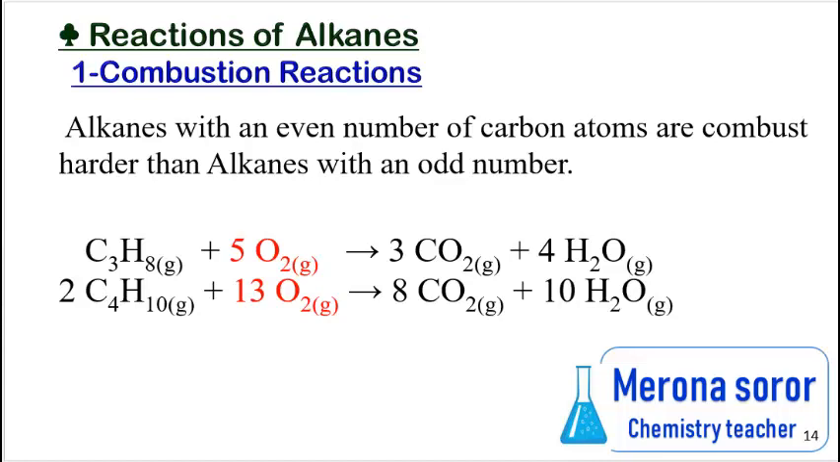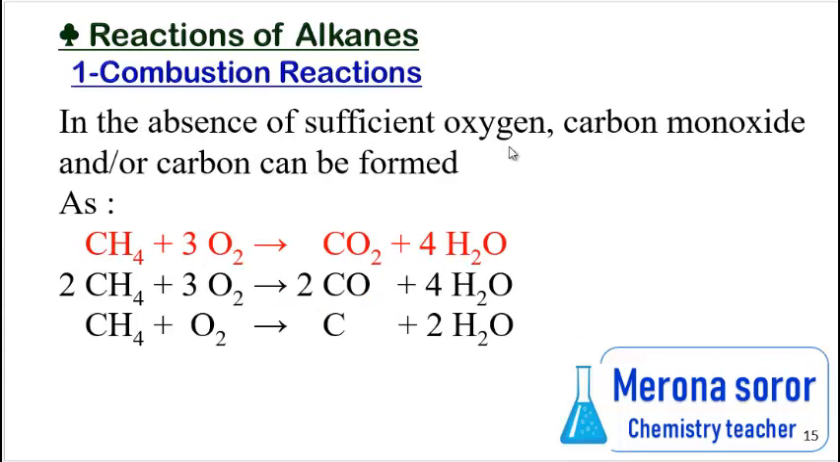In front of you are two equations, the first one C3H8 burning and the second one C4H10 burning. In the first equation, 3 carbon atoms used 5 oxygen molecules. In the second one, 4 carbon atoms used more than 7 oxygen molecules. In the absence of sufficient oxygen, carbon monoxide and or carbon can be formed.